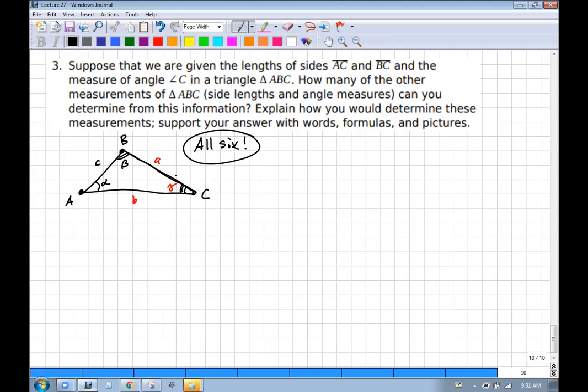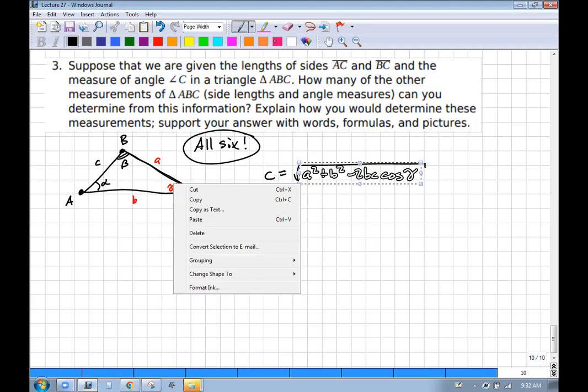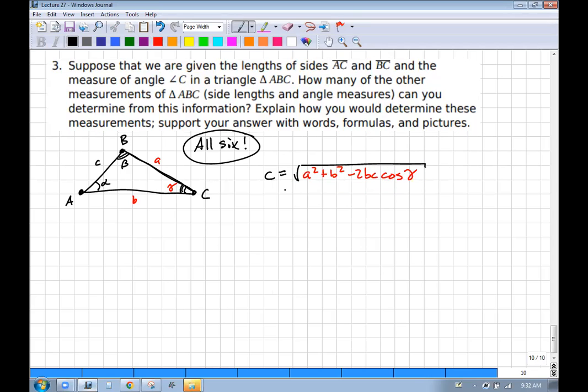How? Well, C is going to be the square root of A squared plus B squared minus 2AB cosine gamma, right? This is all known. That's all known, right? So that'll give us C. I'm going to put blue as the stuff we can figure out. That's how we figure it out. Red is the given stuff, okay?